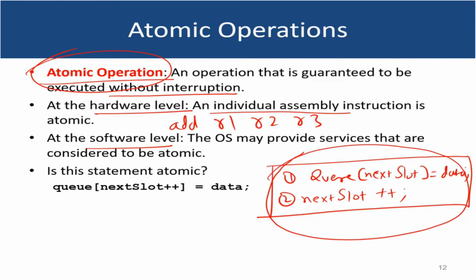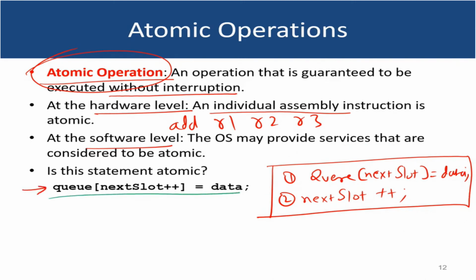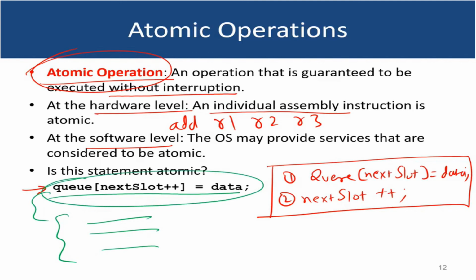Now let's think about whether this C++ statement is an atomic statement. Note that this C++ statement, when it is compiled, is actually going to be broken down into several assembly statements or assembly instructions. It is not going to result typically in a single assembly instruction. Now a set of assembly instructions is not by default atomic. An individual assembly instruction is. And therefore this C++ statement is not atomic.